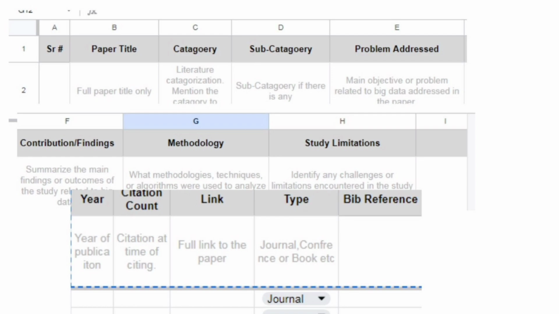Have a look at my data collection form, what I'm going to collect, and later on I will discuss why I have included these columns or fields, and what the importance of these fields is. For example, the first one is the serial number. Definitely the serial number is very important, because if you haven't cited yet, then this is the serial number which will distinguish your paper from other papers. Paper title is very important. I also mentioned the category and subcategory.